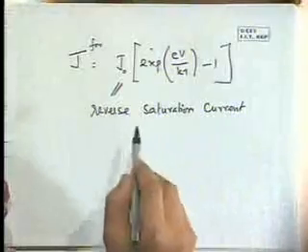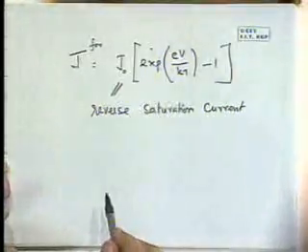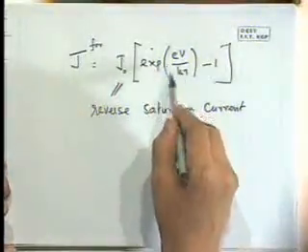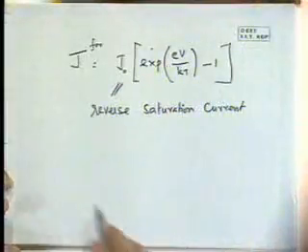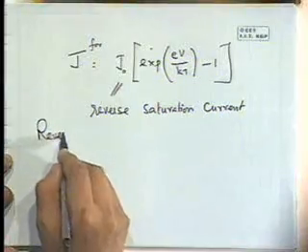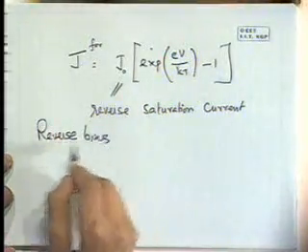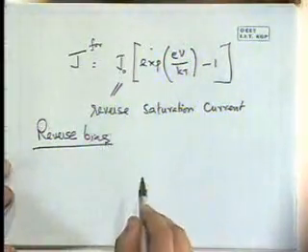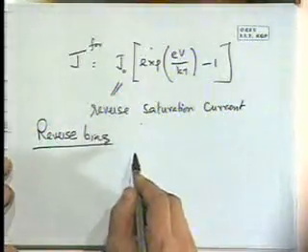So if we now plot the characteristics in the forward direction, we'll get an exponential dependence with voltage. We can do this for reverse bias now, and we will look at the case where we apply a reverse bias.